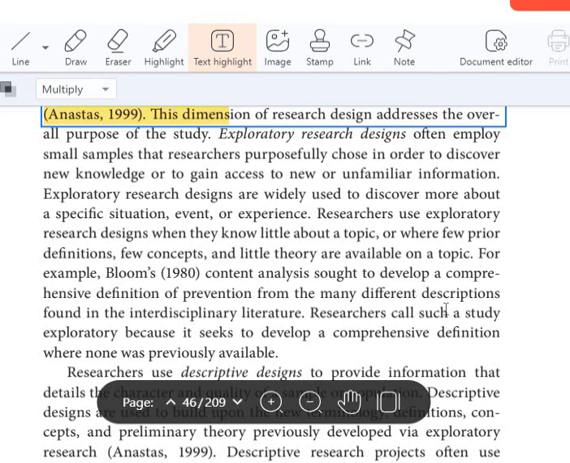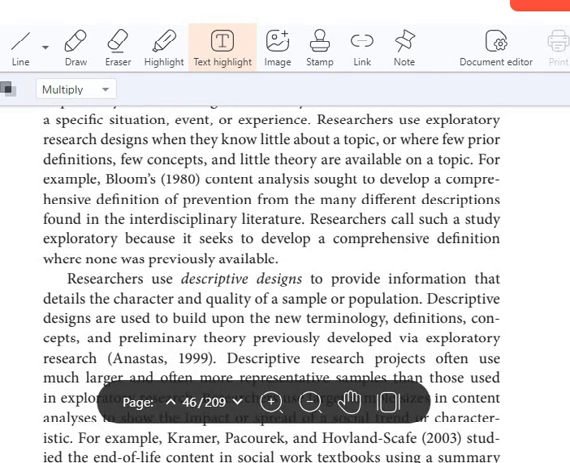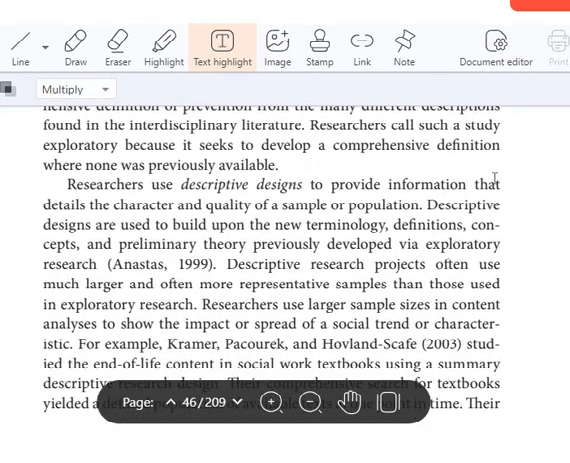on a certain topic. And here it gives some examples about this. Researchers use descriptive designs. Again, what are the descriptive designs? For describing, for exploring, to provide information that details the character and quality of a sample or population. Descriptive designs are used to build upon the new terminology, definitions, concepts, and preliminary theory previously developed via exploratory research.